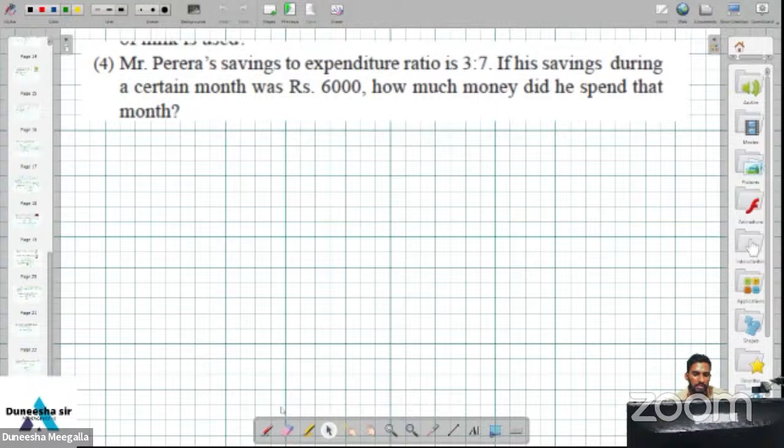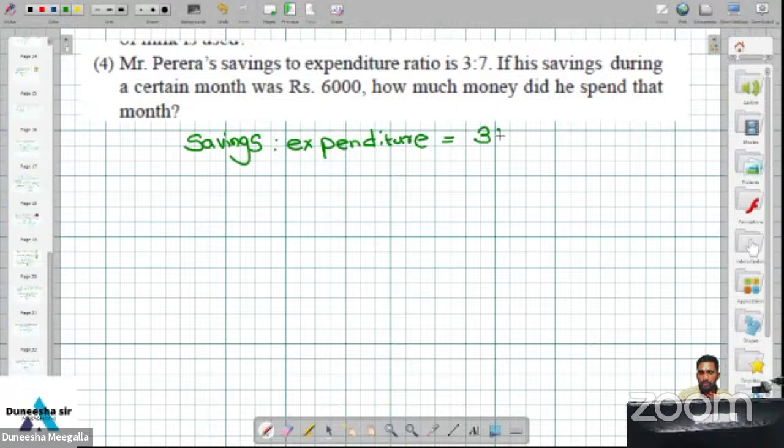Now I am going to discuss savings and expenditures. Ratio equal to how much? Savings to expenditure is 3 to 7.